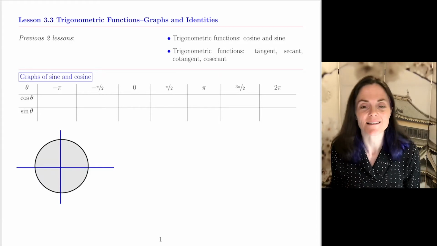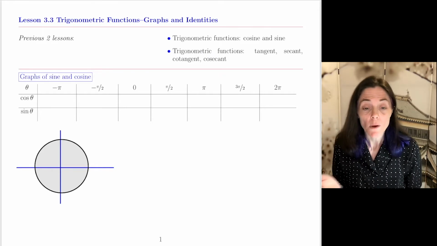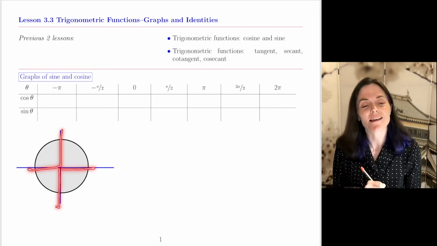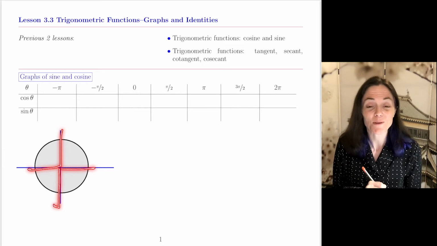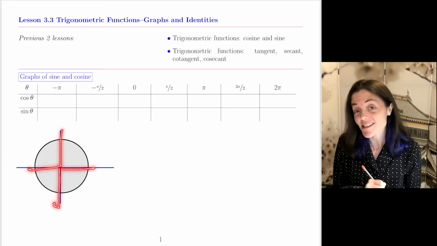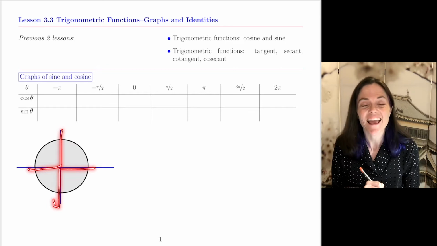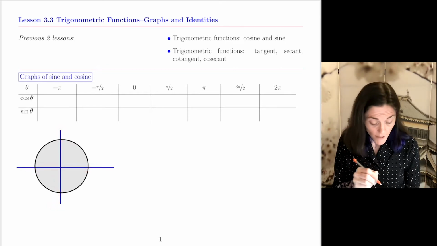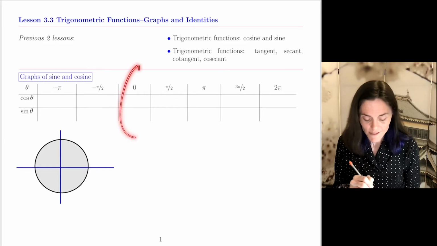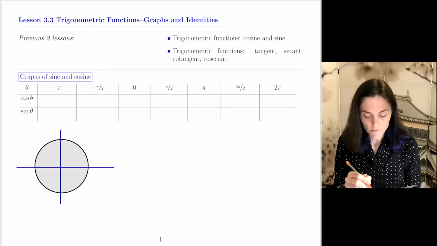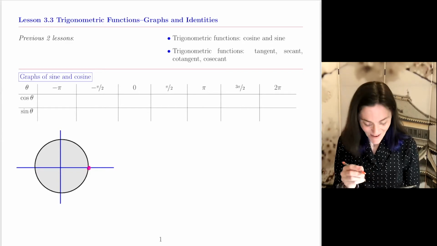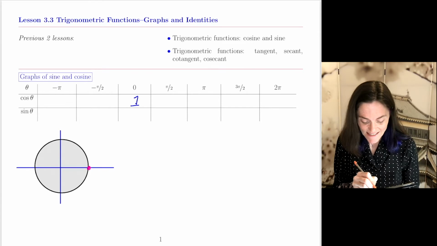Now you'll notice in this chart, this is not all the possible values we know. What I am going to fill out is just some of the sine and cosine values at multiples of pi over 2. And then I'll use this to graph the functions of sine and cosine. So we start over here at 0. At 0, you notice the cosine is 1 and the sine is 0.